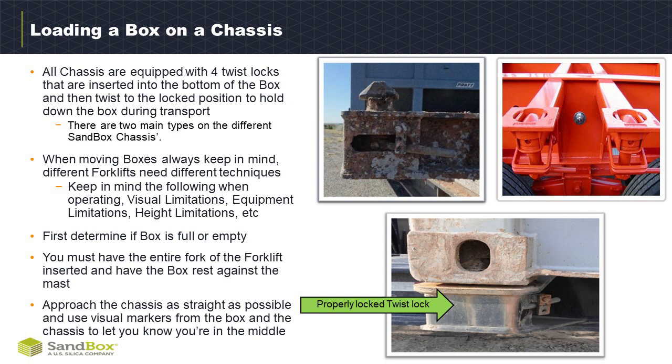Keep in mind the following when operating: visual limitations, equipment limitations, height limitations, etc. First, determine if the box is full or empty. You must always have the entire fork of the forklift inserted and have the box rest against the mast. Approach the chassis as straight as possible and use visual markers from the box and the chassis to let you know you're in the middle.